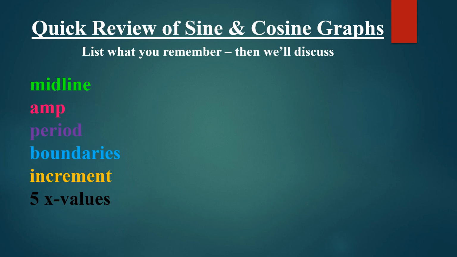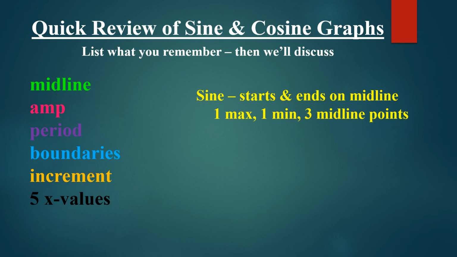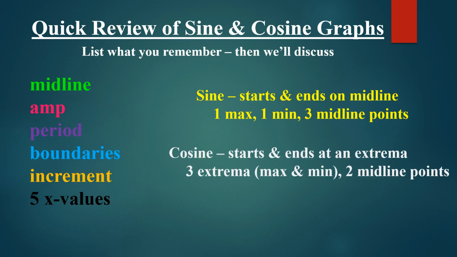And then actually speaking about the sine and the cosine graphs, sine starts and ends on the midline. It only has 1 maximum and 1 minimum, so 2 extrema points. One has to be a max, one is a min, and there's 3 points that are on the midline. Okay, and then for cosine, it starts and ends at an extrema. So you're going to have 3 different extrema, either 2 maximums and a minimum if it's a positive cosine, or 2 minimums and a maximum if it's a negative cosine. And then the remaining 2 points will be your midline points. So we're going to use all of that same information from sine and cosine to help us graph their reciprocals.